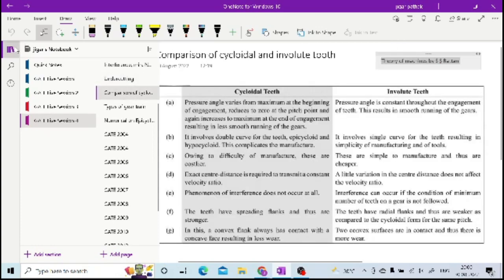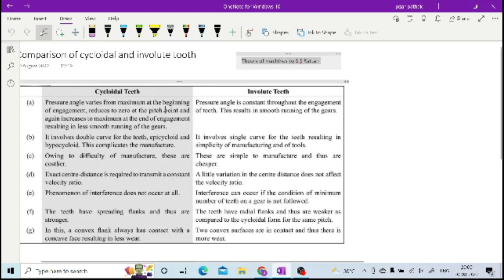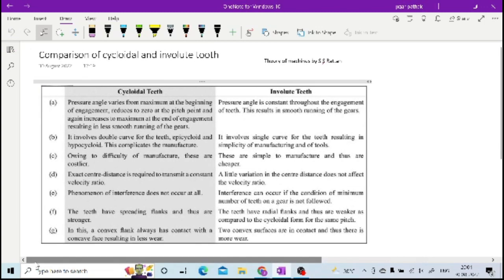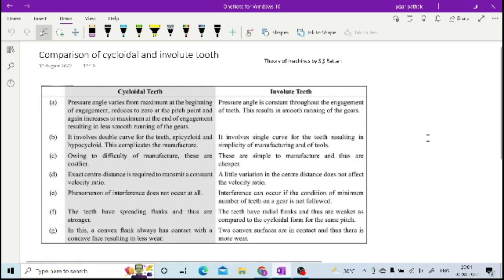Right? Now there are different profiles used to make this gear teeth, right? So these are the two most studied and discussed profiles for making gear tooth, cycloidal and involute, right? So here in cycloidal tooth, you are having pressure angle varies from maximum at the beginning of engagement and reduces to 0 at the pitch point, and again increases to maximum at the end of engagement, resulting in less smooth running of gear, because in involute you are having constant pressure angle throughout the engagement of teeth.